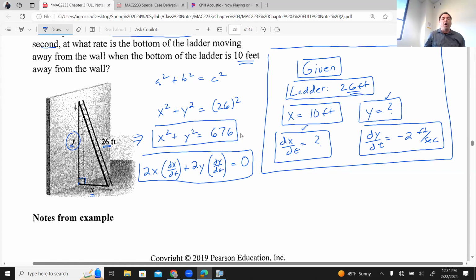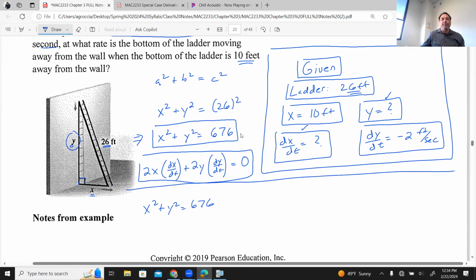Now, if you wanted to get dx over dt, I would use the second formula. Do you know what x is? Yep, it's 10. Do you know what y is? No. So should I find this one first? Nope, because I need y. So let's find y first. Do you think I'll use the first equation or the second equation? The first equation. x squared plus y squared equals 676.